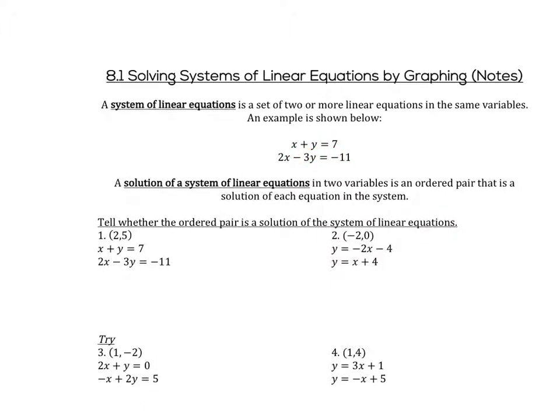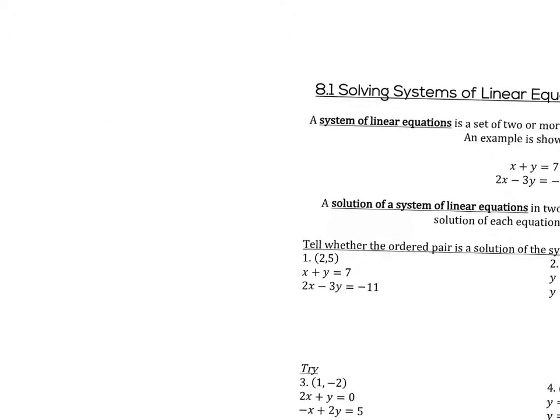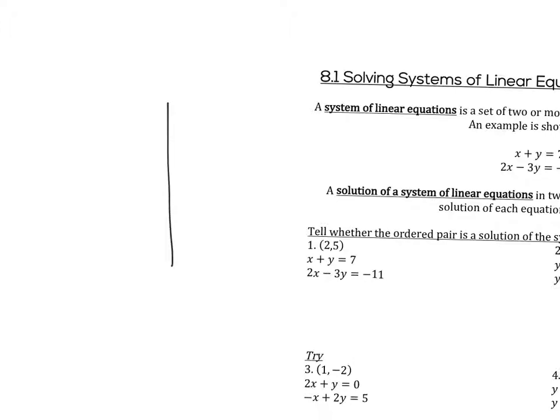Okay. So looking at number one, it says tell whether an ordered pair is a solution to the system. A system obviously has two equations, each with x's and y's. If you were to think about these graphically, if I had a graph like this, and I graphed my first equation, and I graphed my second equation, the only ordered pair that makes both of those equations true is right here where they meet.